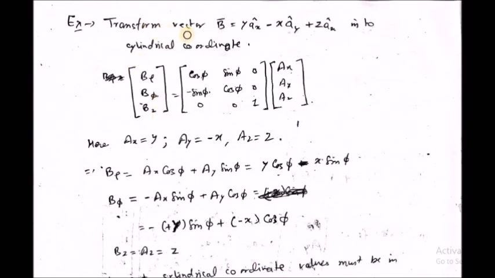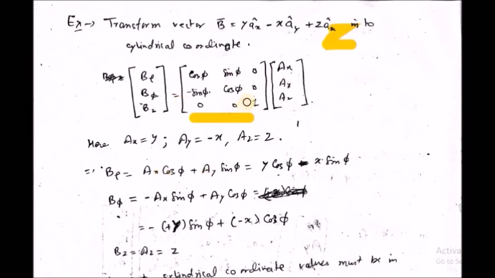So here is the problem: transform vector B, which is defined as y ax minus x ay plus z az, into the cylindrical coordinate system. You can see here it is in the rectangular coordinate system. You have to find the corresponding cylindrical coordinates, meaning what will this vector be in cylindrical coordinates. So you know that this is the relation between cylindrical and rectangular coordinates: B rho, B phi, Bz is this transformation matrix dot Ax, Ay, Az.